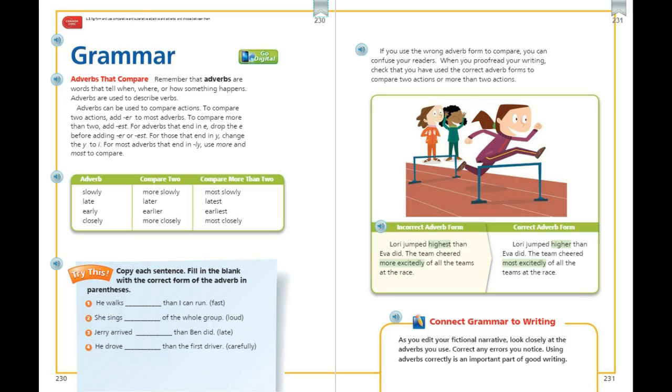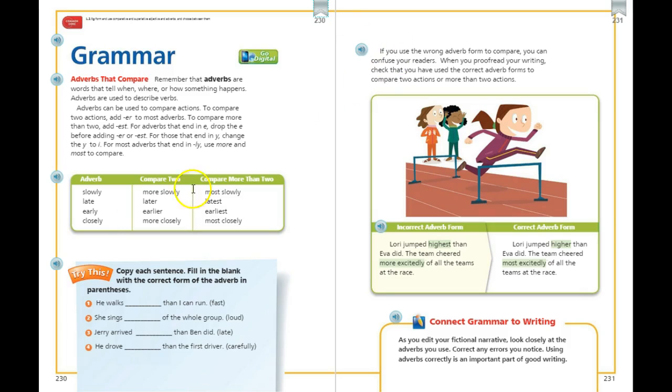To compare two actions, add er to most adverbs. To compare more than two, add est. For adverbs that end in an e, drop the e before adding er or est. For those that end in y, change the y to i. For most adverbs that end in ly, use more and most to compare.